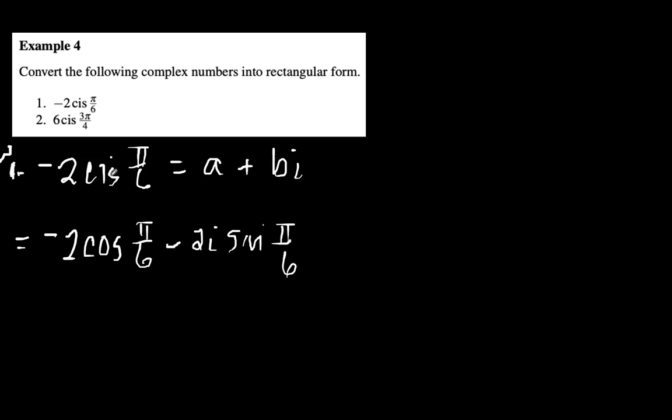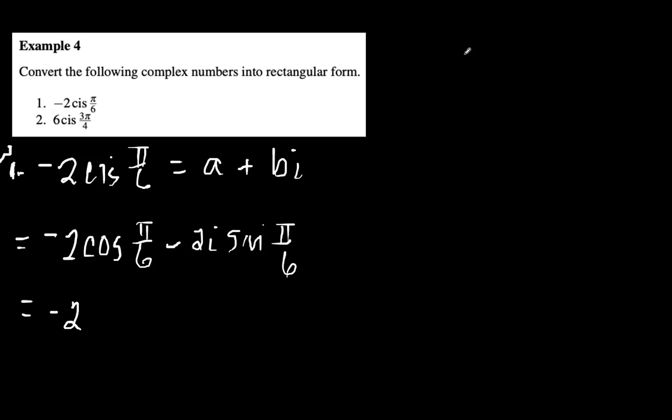Pinahaba ko lang to. Okay? Naintindihan nyo na? So, since we are needing to express this in terms of A and B, then we need to simplify this. Siyempre, kung special angle yan, we don't need to use calculator. At hindi natin kailangan ng calculator dito. Alright? So what is cosine pi over 6?